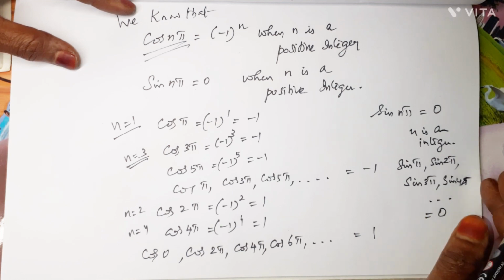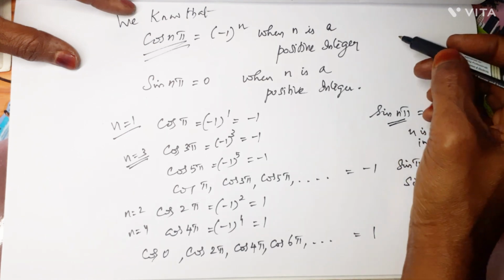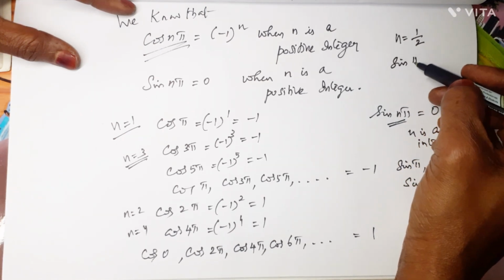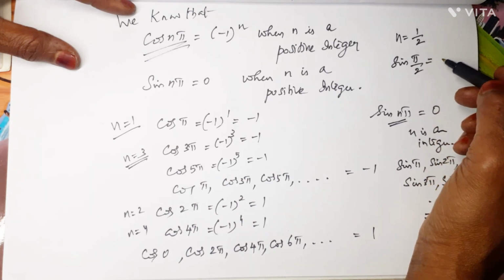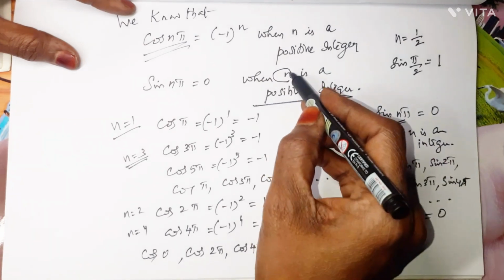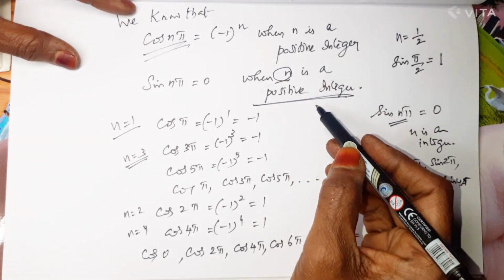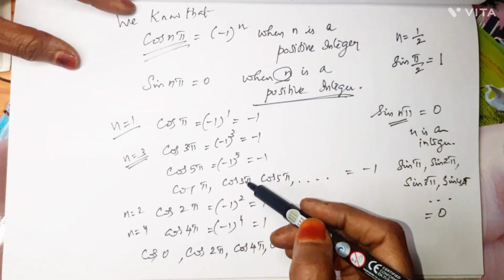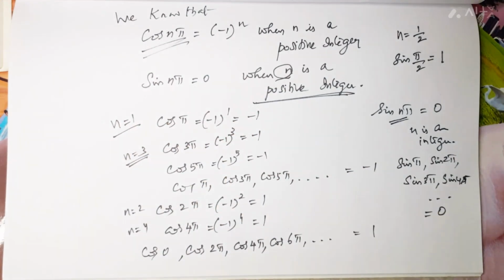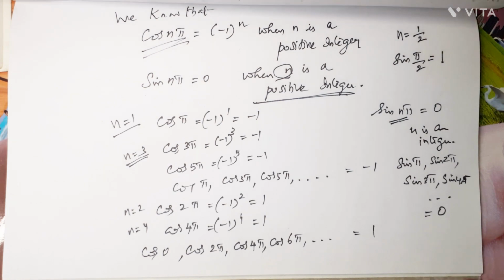But if n is not an integer, for example, if I take n is equal to 1 by 2, sin pi by 2, what is the value for sin pi by 2? It is 1. That's why we are restricting n as a positive integer. Apart from integers, it will take different values. So only for integers, these two results hold. Okay, let me go back to the problem.